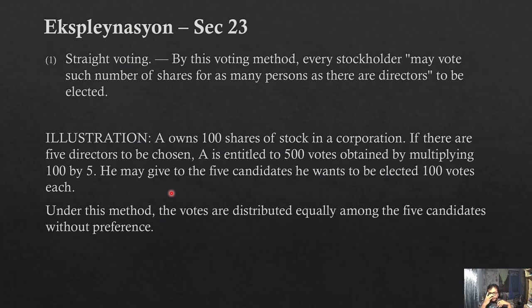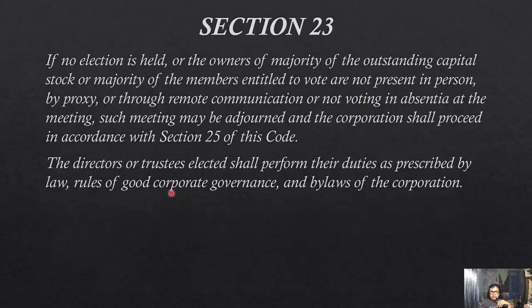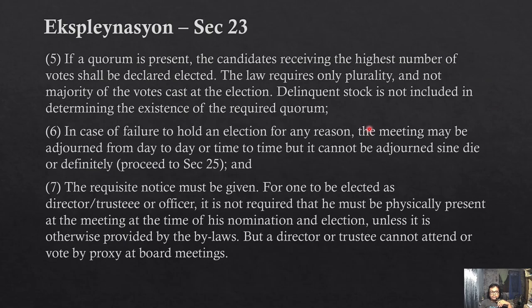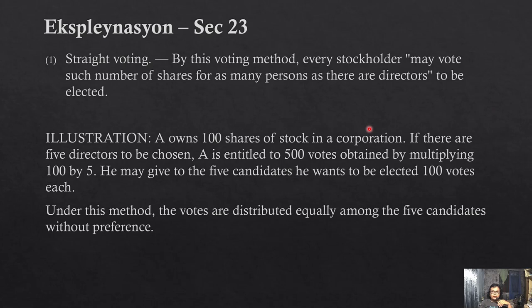The next ones are the ways of voting. What we skipped earlier, here they are. Do you understand that? It's hard to understand without an example. So here is their example. Straight voting. By this voting method, every stockholder may vote such number of shares for as many persons as there are directors to be elected.